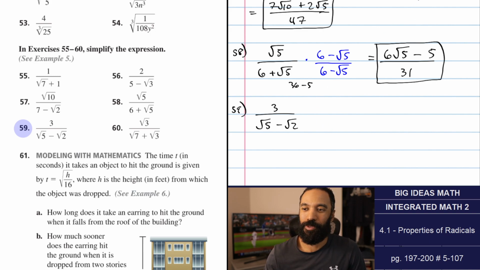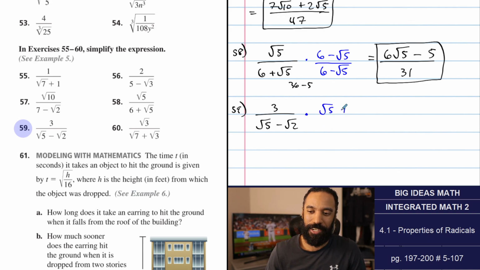3 over root 5 minus root 2. We're going to multiply top and bottom by the conjugate.